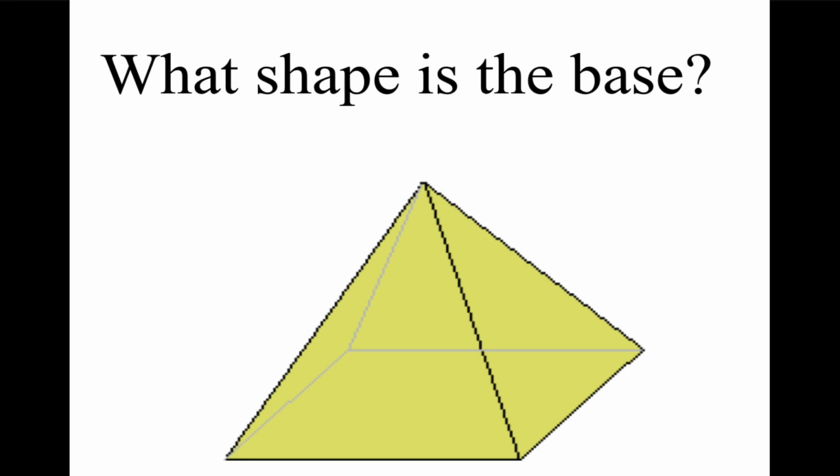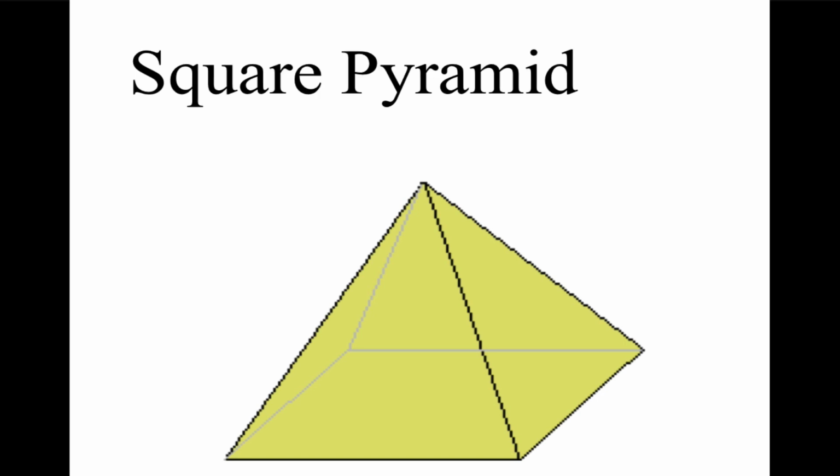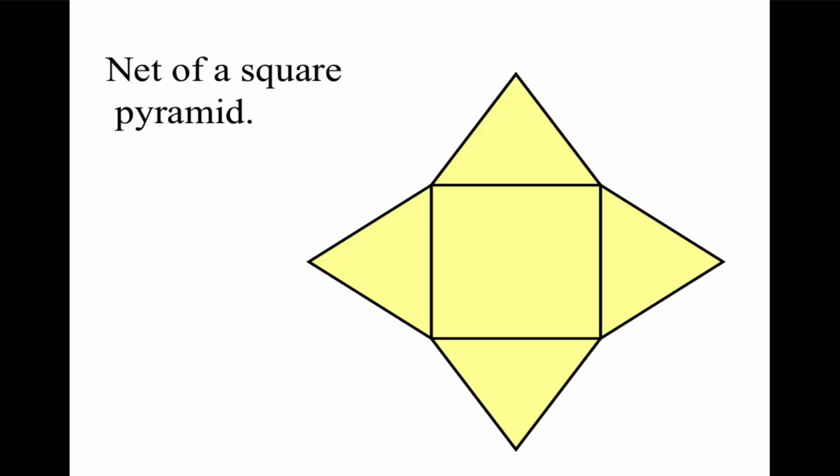So, what shape is the base of this pyramid? It's square, so that would make this a square pyramid. Let's take a look at its net. It's going to be 1 square and 4 triangles, which would meet at the top.